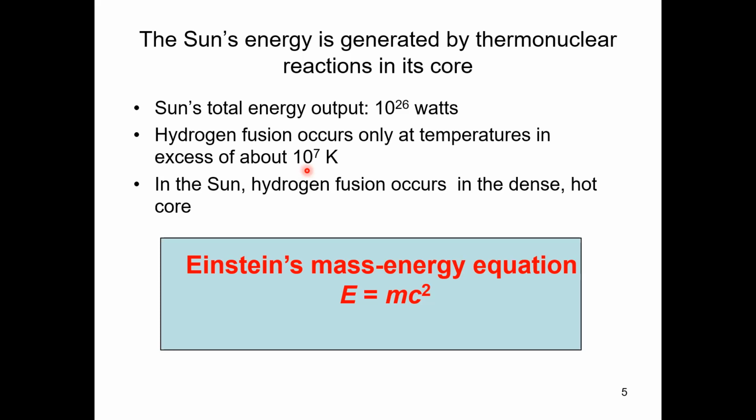So for hydrogen to fuse into helium, you need to have a temperature of about 10 million degrees Kelvin, 10 to the 7, right? So you reach that temperature at the very core of the sun. So that's why it gets the nuclear fusion going.